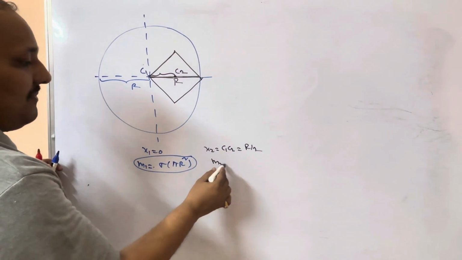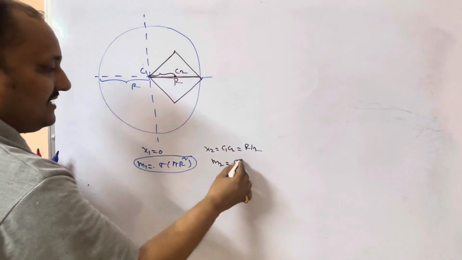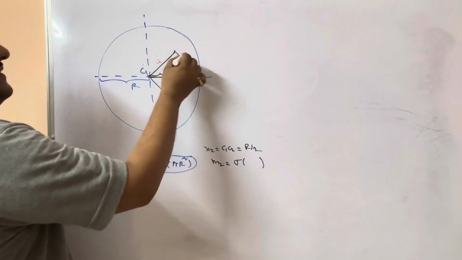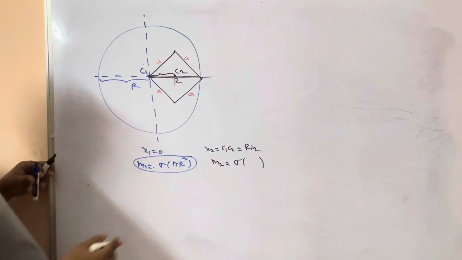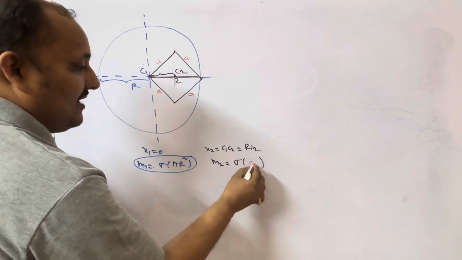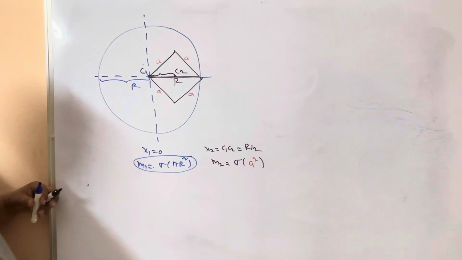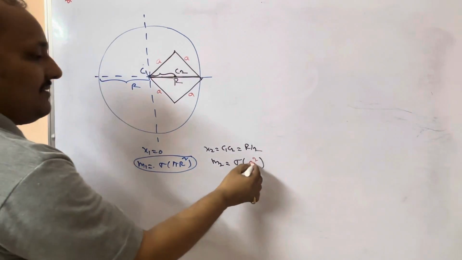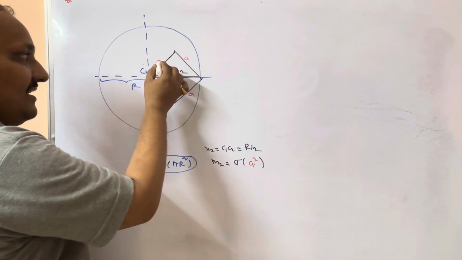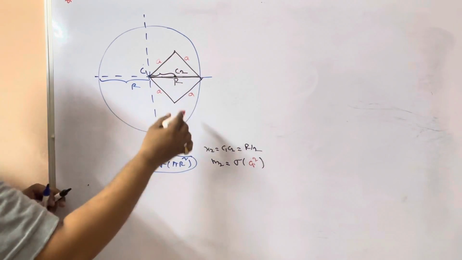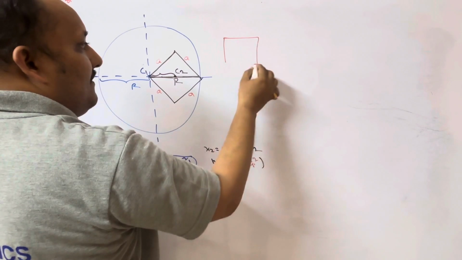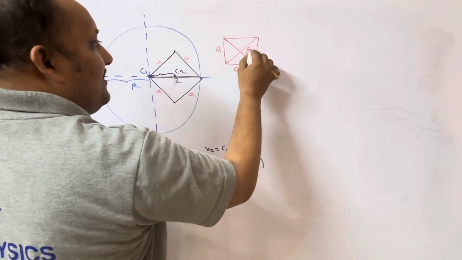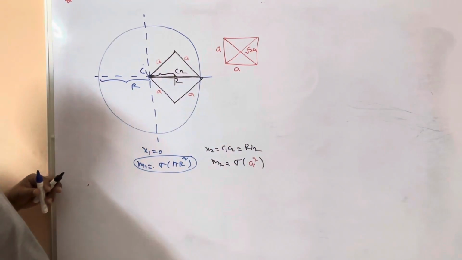Now what is the mass of this one? Mass of this one is sigma into, so what is each side of this square? Each side, let us assume, is A. Then sigma A square. Now what is this A square? We should calculate. We want the relation between the side and the diameter of the square. So if the sides are A and A, the diameter is going to be root 2 A.